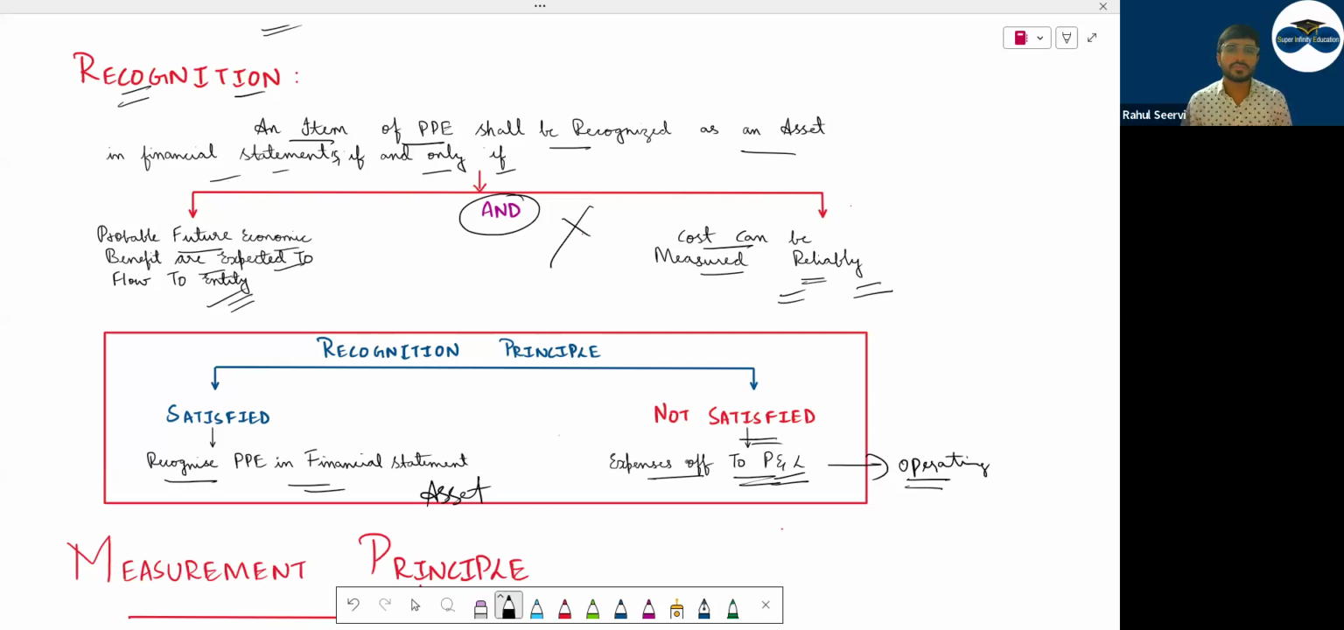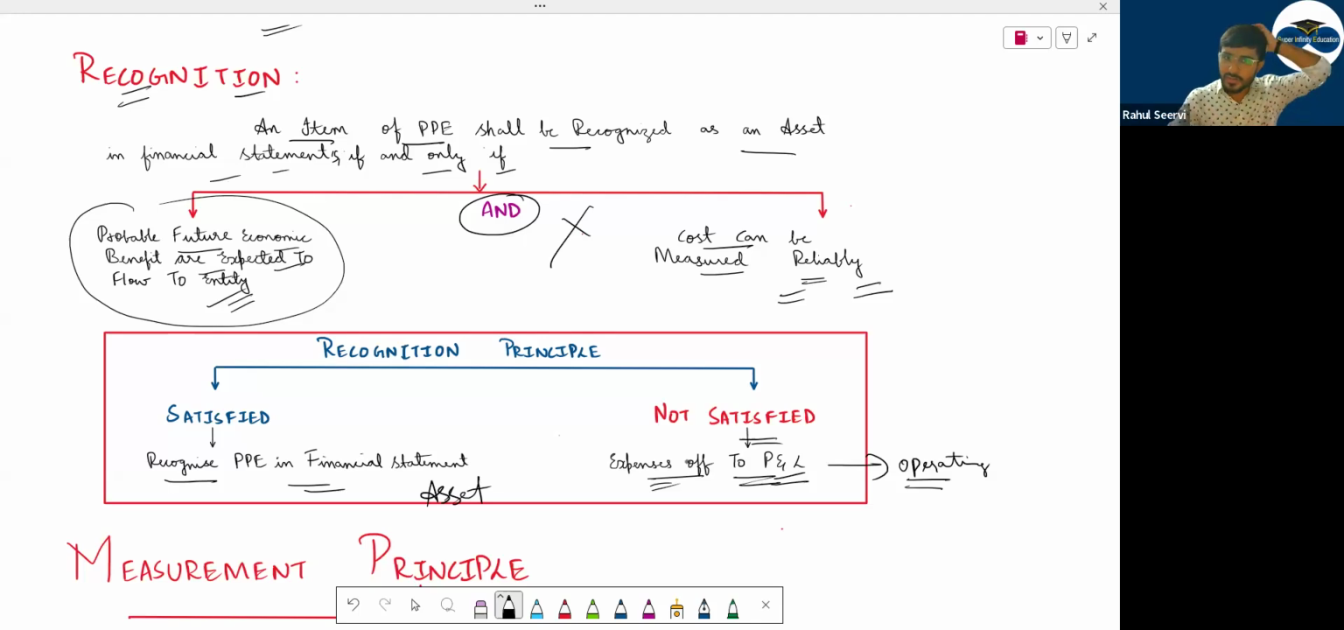Any doubts, anyone? This also you'll find something contradictory. When will this expense go to P&L? When this will not be fulfilled. You have purchased a property today and you get to know that there is no future economic benefit. You will not get any future economic benefits. Then you will expense. But this is very rare. Any item you purchase, you can sell it and get the income. You can get the future cash flow for sure. So the recognition criteria is useless, I say.